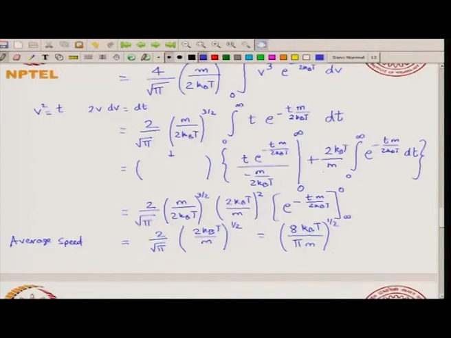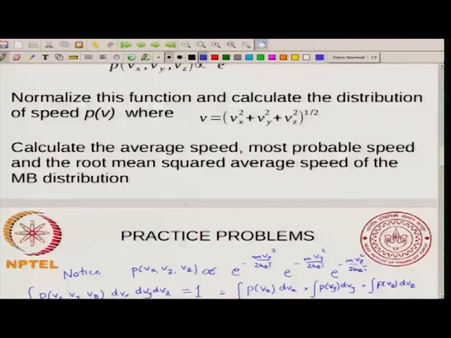So, this is a standard expression that you have seen in a lot of the books, and we saw how you can get this from the Maxwell-Boltzmann distribution. Now, what about the other speeds that you were asked to calculate? You were asked to calculate the most probable speed and the root mean square speed. The root mean square speed is again fairly easy to calculate.